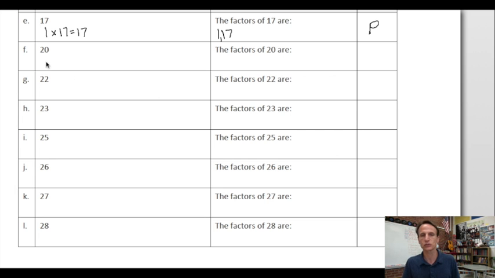So let's look now at 20. So we start off with 1 and 20, always a good place to start, equals 20. And we want to make sure we don't miss any here because we know right off we've got more coming. So let's go ahead and go in order. 2 times something? Yes. 2 times 10 is also 20. 3 times anything? 4? Yes, that's right. 4 times 5 is 20.